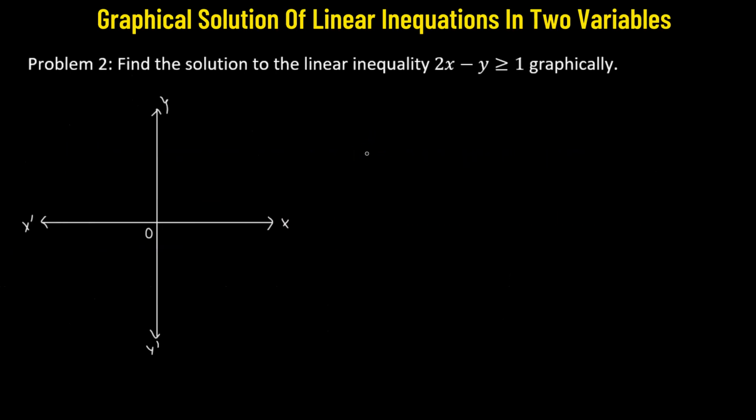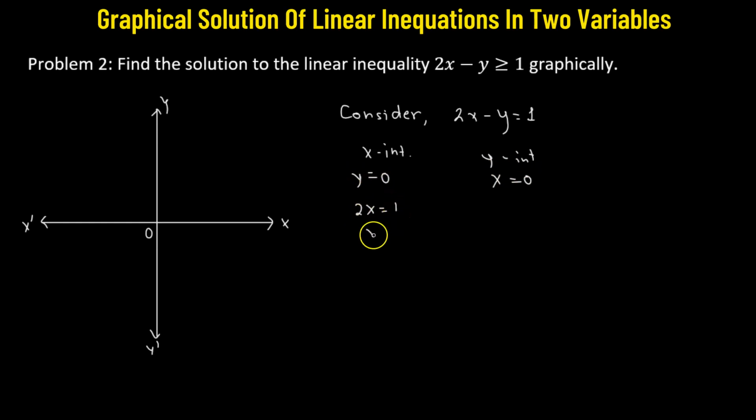Here we have to find the solution to the given linear inequality: 2x minus y is greater than or equal to 1. First, we're going to consider the equation, so that we can easily draw a straight line represented by 2x minus y equals 1. To sketch the graph of the straight line 2x minus y equals 1, we will find the x-intercept as well as the y-intercept. To find the x-intercept, we let y equal 0, and to find the y-intercept, we let x equal 0. Letting y equal 0, we get 2x equals 1, so x equals half. And letting x equal 0 and solving for y, we get y equals negative 1.